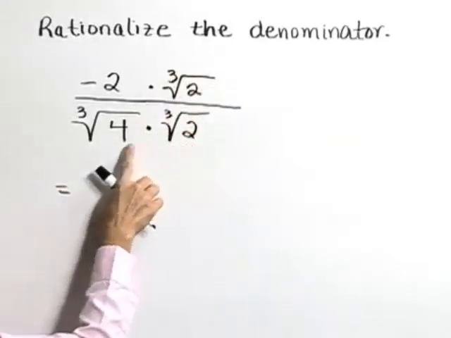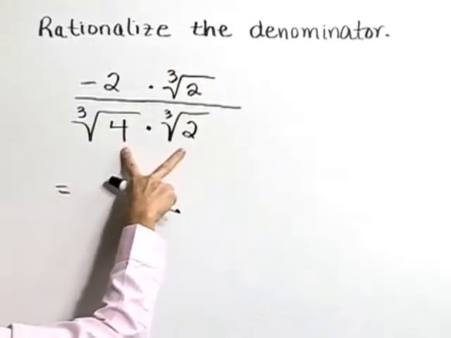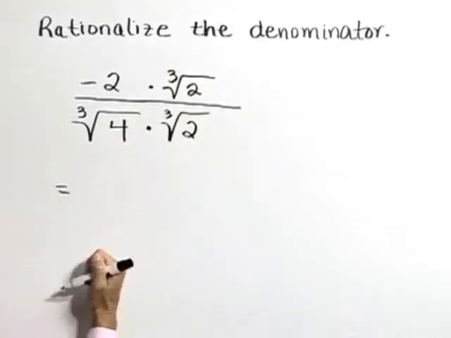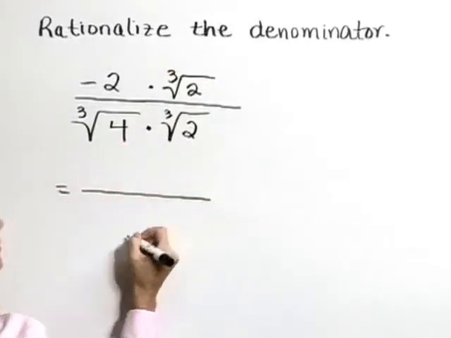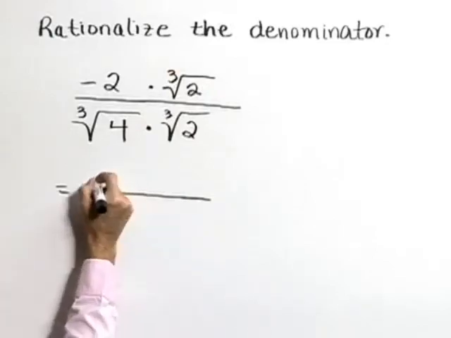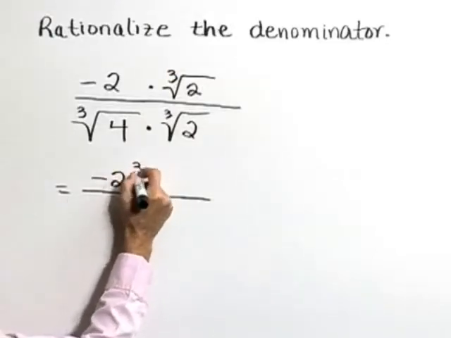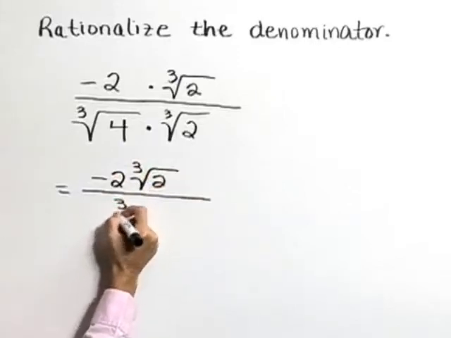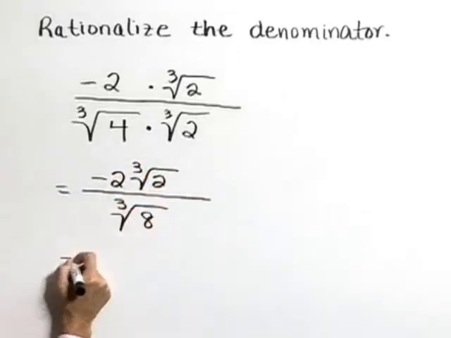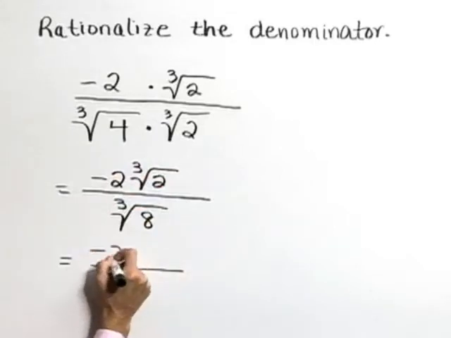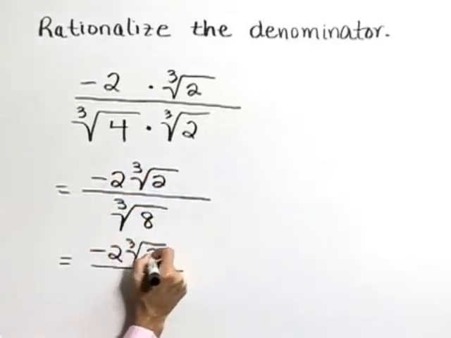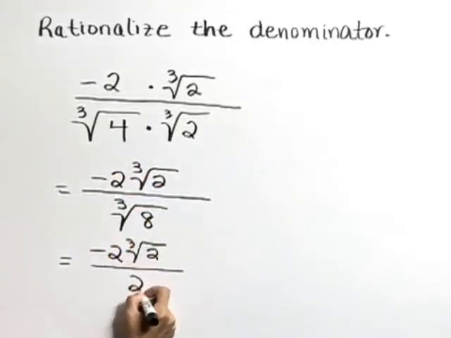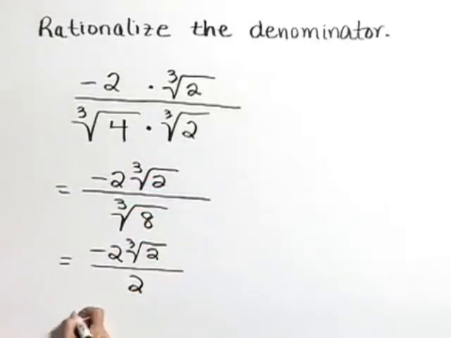Multiplying by the cubed root of 2 in the denominator is going to give the cubed root of 8, which is a perfect cubed value. Let's go ahead and perform this multiplication. In the numerator, we'll get a negative 2 times the cubed root of 2. In the denominator, that's the cubed root of 8, which at the next step, we'll write as the number 2. The cubed root of 8 is 2.